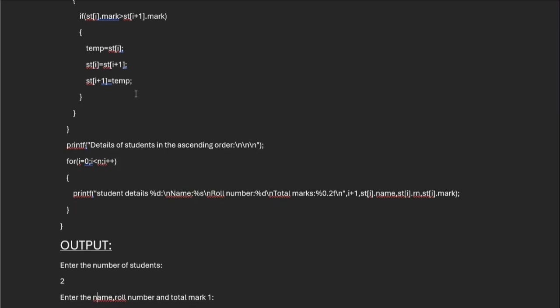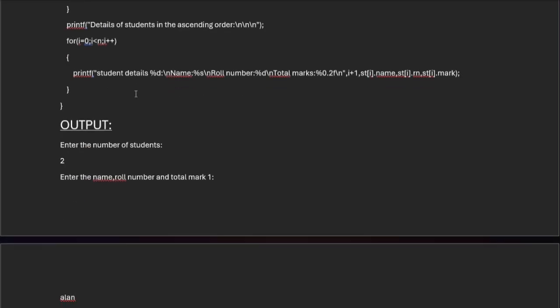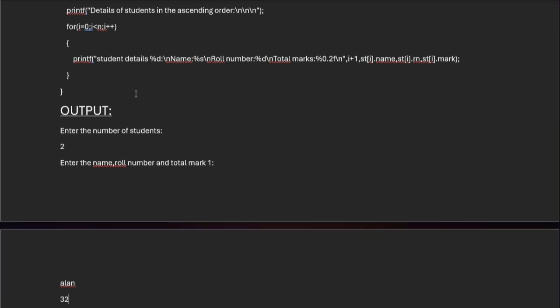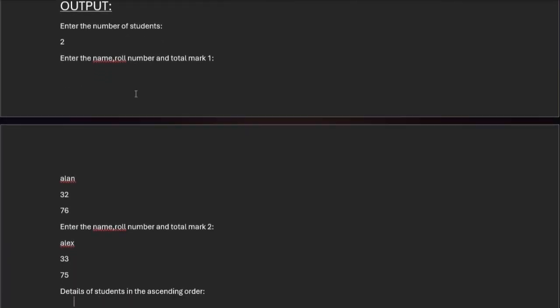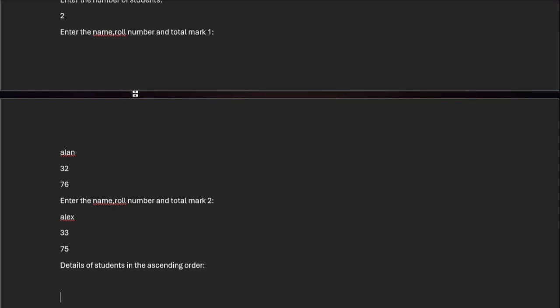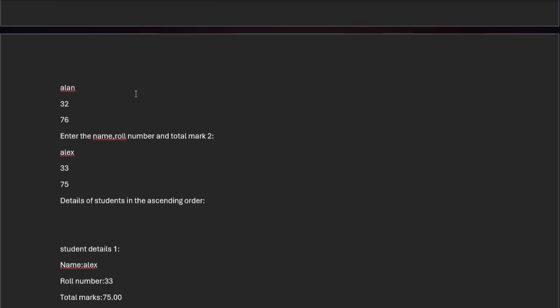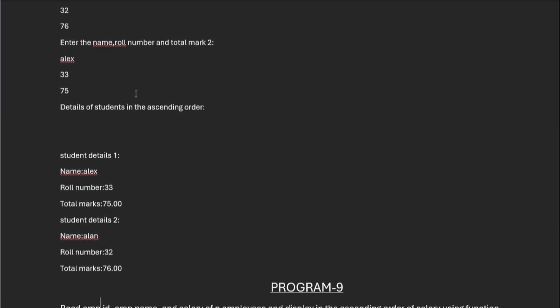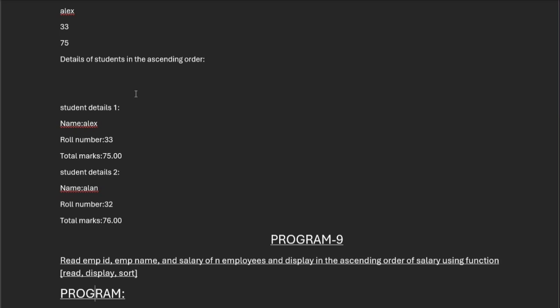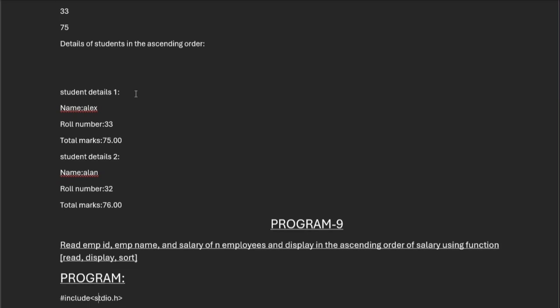When we run the program, it asks us the number of students. I had given here 2, and it asks for the details of the 2 students. I had given the details of the first student as Alan, the roll number as 32, and the total mark as 76. And I had also given the details of the other student, and the details of the students are printed here in ascending order. That's all.